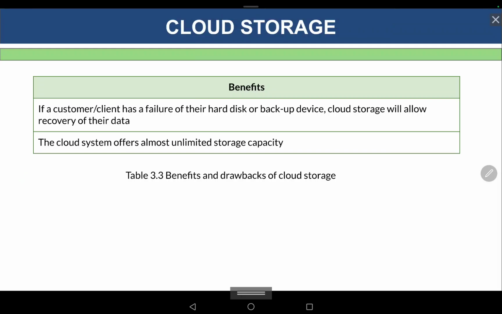Then more benefits of the cloud storage. So if the customer or client has failure of their hard disk or backup device, then cloud storage will allow recovery of data. Lastly, the cloud storage system offers almost unlimited storage capacity, meaning that if you need to expand your storage capacity, then you can just pay more to get that storage upgraded.